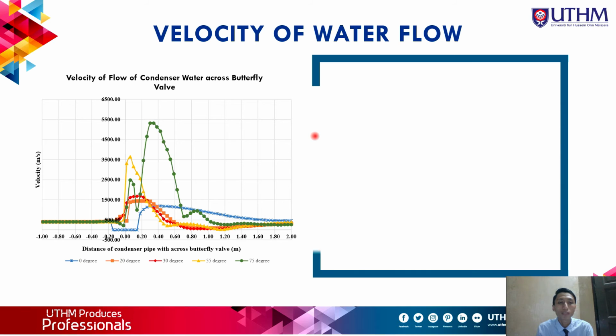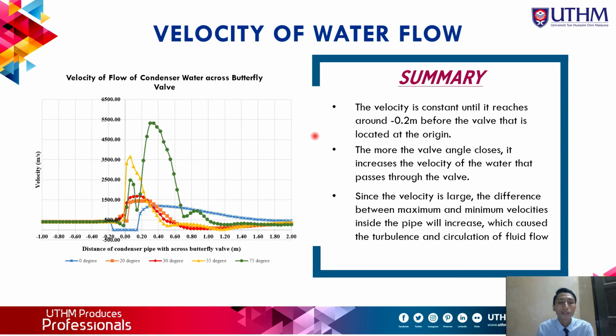For the velocity of water flow, the velocity injected was 403.61 meter per second, and the velocity here is constant until it reaches negative 0.2 before the valve, which is located at the origin 0.0. The more the valve angle closes, the more it increases the velocity of the water that passes through the valve. Since the velocity is large, the difference between maximum and minimum velocities inside the pipe will increase, which causes turbulence and circulation of the fluid flow.